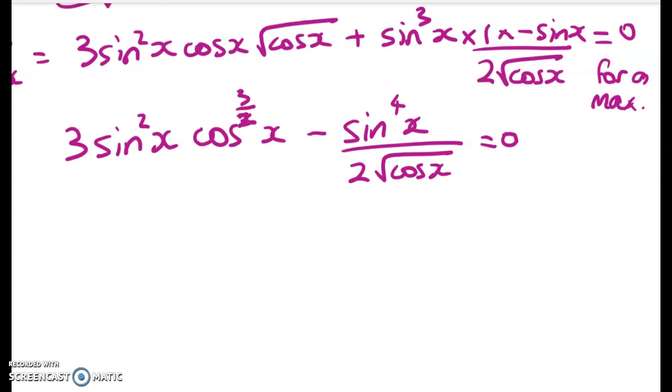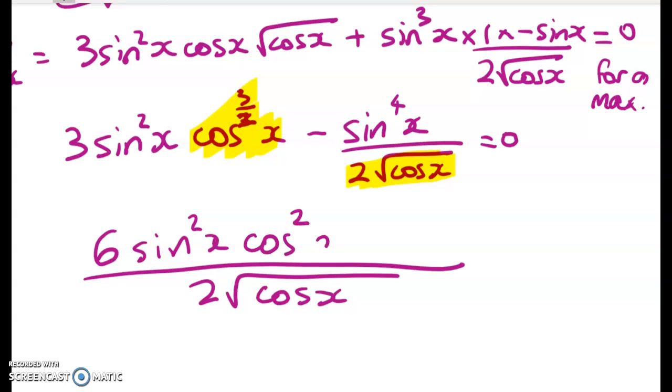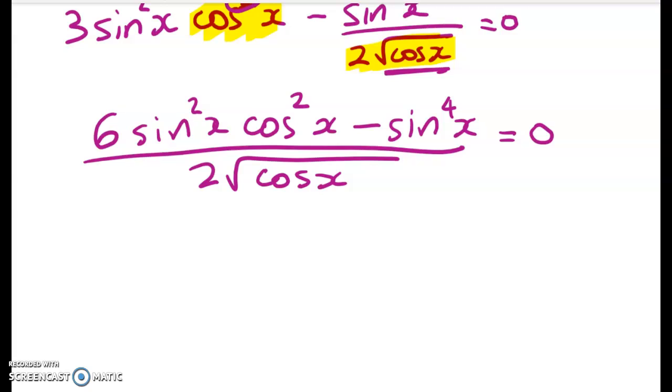Well, we're going to get a single fraction. That's going to help us because we're going to be multiplying through by this. That gets rid of this horrible looking fractional power. So the whole thing now is going to be over 2 root cos of x. Here we get 6 sine squared x times cos to the power of 2 x, right? It's 2 x because it's 3 over 2 plus a half. Next up, we know that for that to be 0, we just need the numerator to be 0.